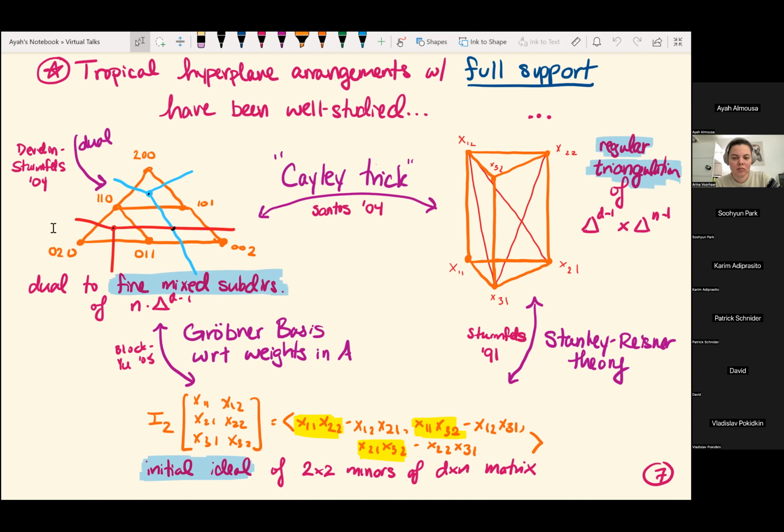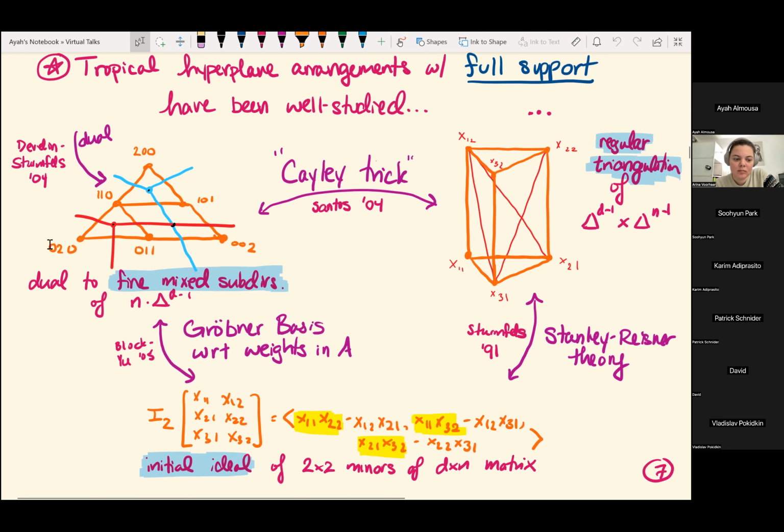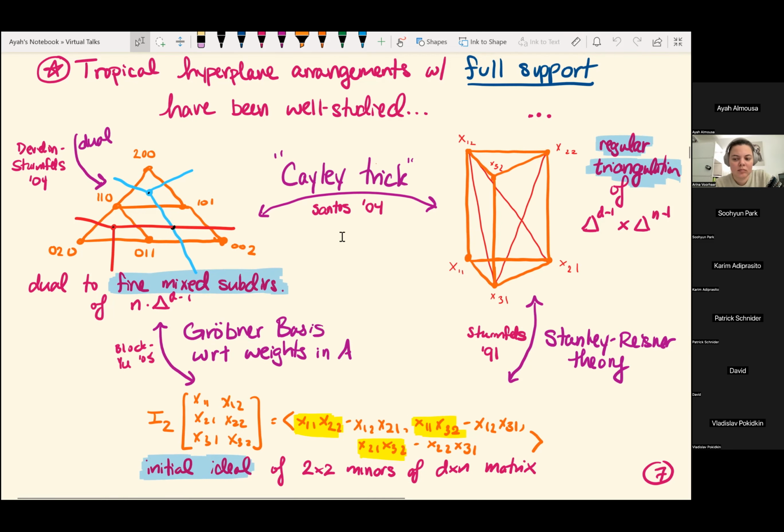We consider in this hyperplane arrangement that all tropical hyperplanes are of the same dimension? Yeah, they're all the same dimension. That's right. That way we can encode it in a matrix. Okay, good.